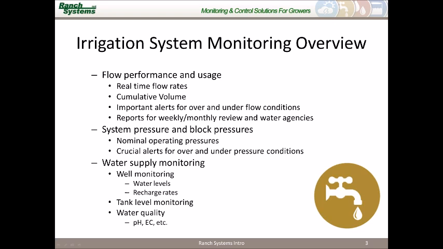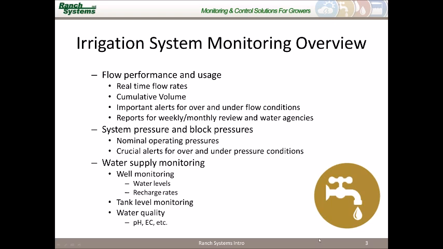Along that same note, water supply monitoring and its importance is very crucial, because that's what's being delivered to the field. And with ranch systems, you can monitor a variety of things, including your well and the tanks, for instance, for pH, acid tanks or water tanks, and you can monitor the mainline water quality with, for instance, the pH or the EC, and a variety of multiple sensors that can be utilized to get more of an idea of the water quality and how it's being applied to the field.